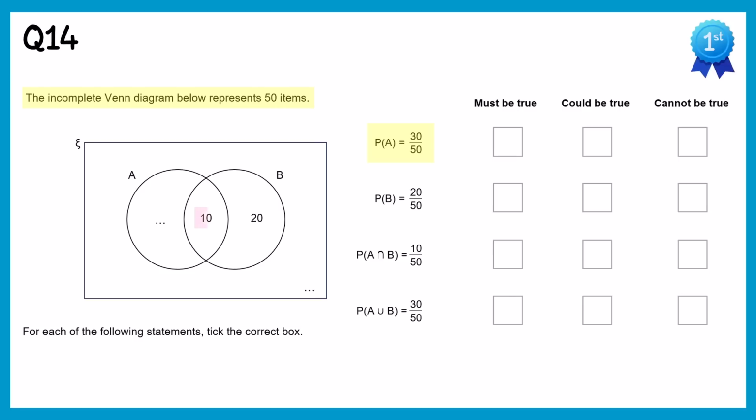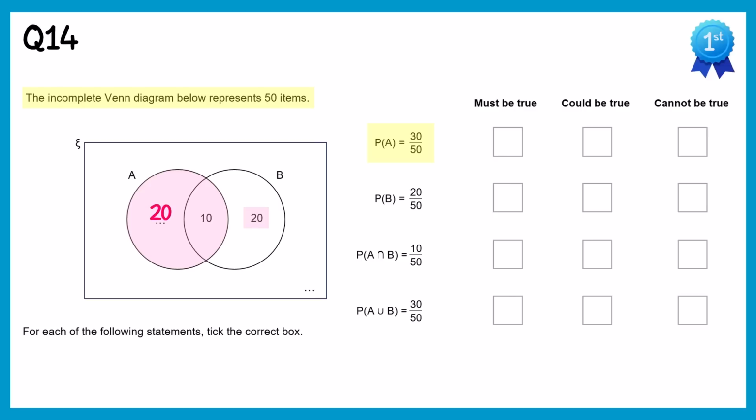Looking at the diagram, we can see we've already got 10 items here, and 20 items here. So 30 items are already in the diagram, which leaves 20 more to be assigned. So is it possible for this probability to be true? Well, the probability of A would come from the numbers inside this circle here. We can see we've already got 10, so can we get 30? Well, to get 30 as the total, we need to place 20 here in the section that's A only.